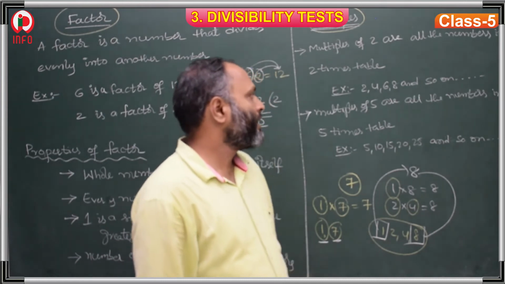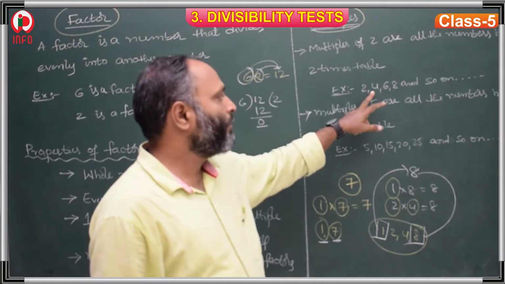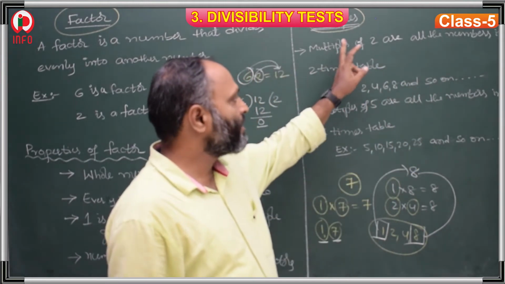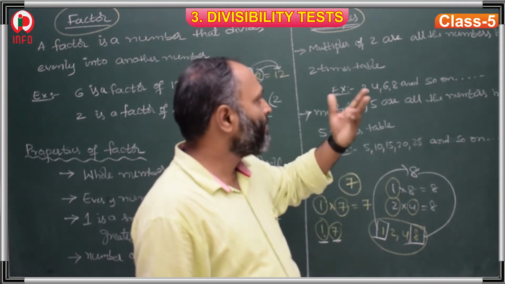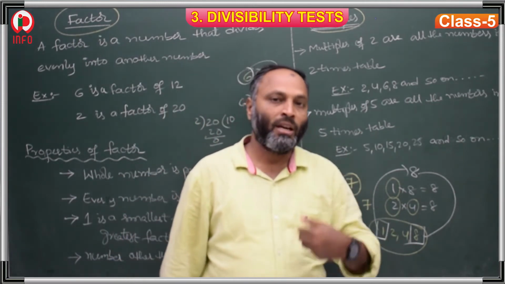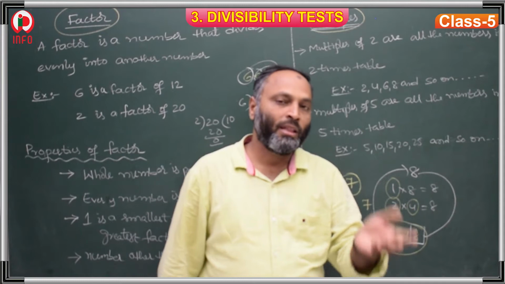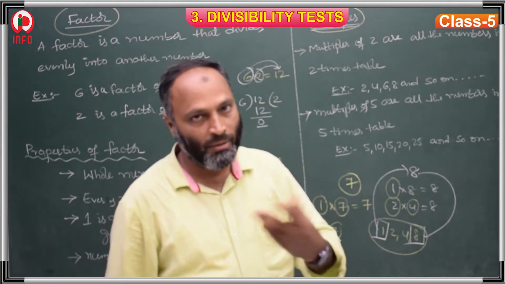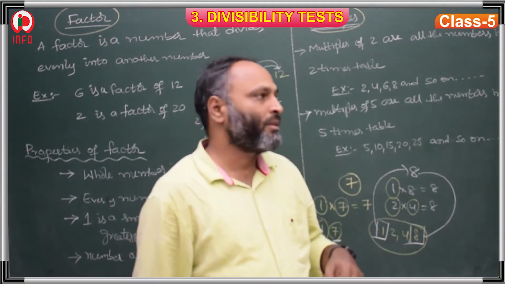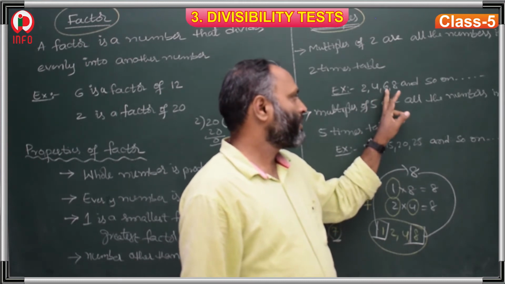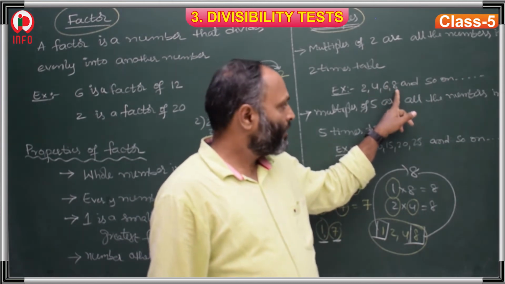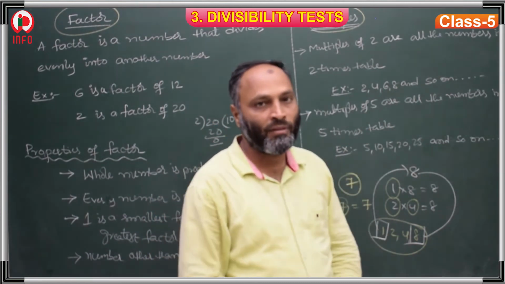Suppose, for example, I take the multiples of 2: 2, 4, 6, 8, and so on. These are called multiples of 2. How are these multiples made? The multiples of 2 are the 2 table, 2 times. If we make a number double, then we get the multiples of 2. 2, 4, 6, 8. Here 1 double is 2, 2 double is 4, 3 double is 6, 4 double is 8. In this way we have to make it double.